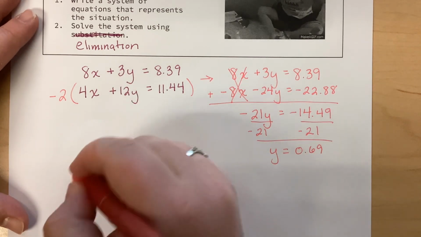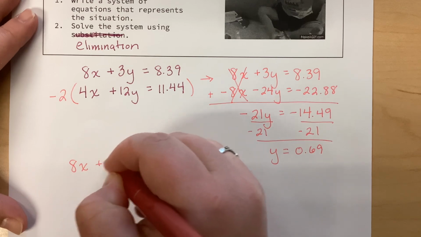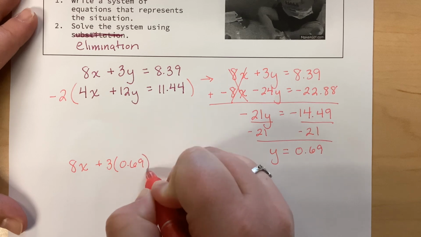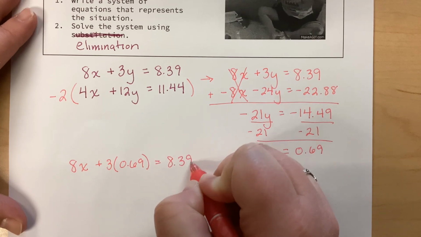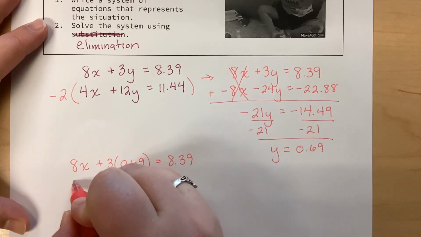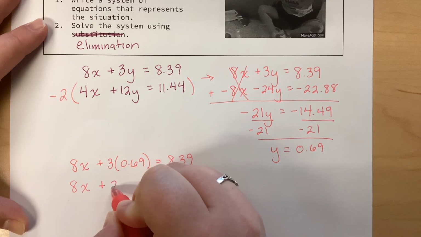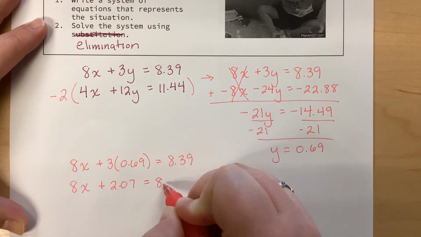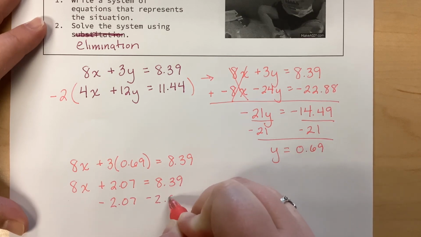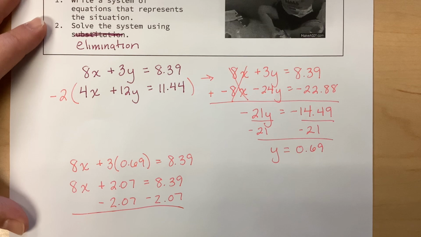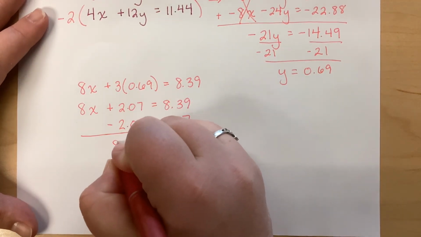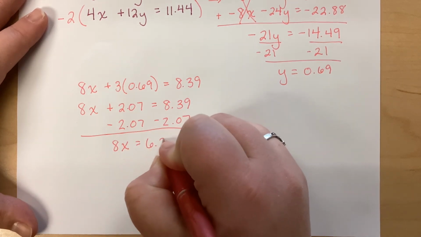Let's go ahead and do the top. So I have 8X plus 3 times my Y, which is 0.69, equals 8.39. All right, and then I'm going to do the multiplication. 3 times 0.69. So now I have 8X plus 2.07 equals 8.39. Subtract the 2.07. I get 6.32. So now I have 8X equals 6.32.